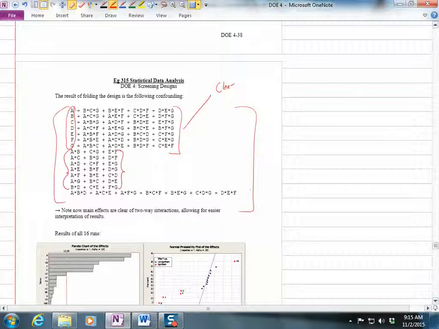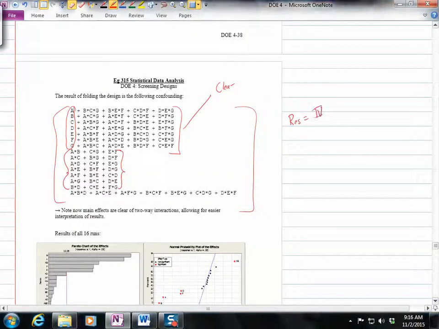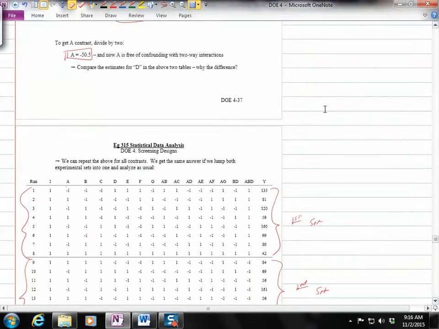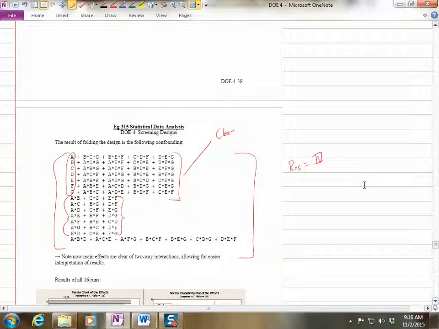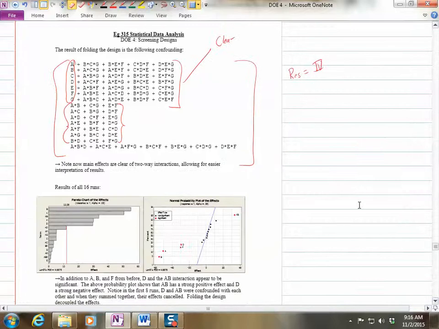So what resolution is this? Main effects clear, 2A interactions confounded with themselves. Right, 4. So what happened is we went from initial set of 8 runs was resolution 3, and we added 8 more runs. It's now a resolution 4 design, and the main effects are clear. So now our interpretation will be a bit easier.